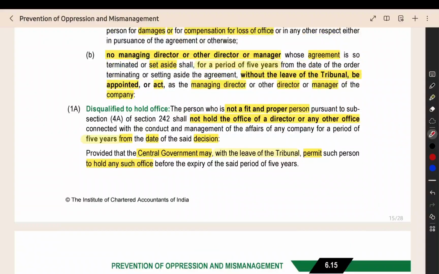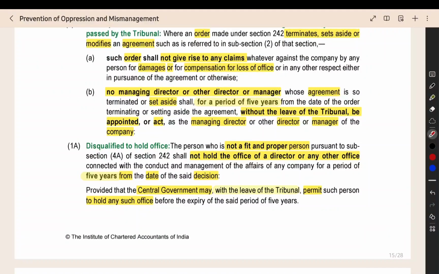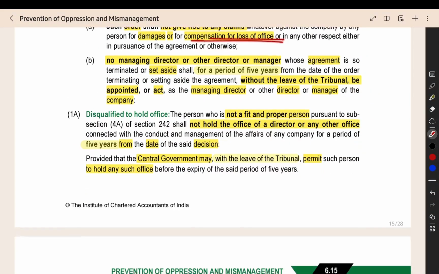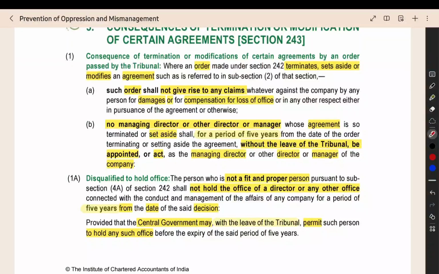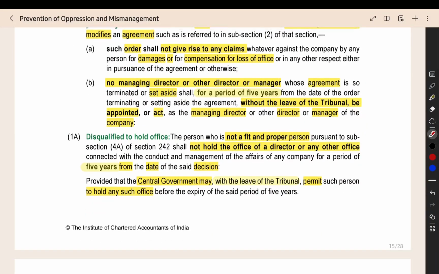So, if they are terminating any agreement, then there will be no rights to claim compensation for loss of office. Then you cannot appoint the same person in the same company for a period of 5 years. If you want to appoint, you have to get the permission of the tribunal. Managing director, director, manager, everyone will be covered here. I'm just saying managing director for simplicity.